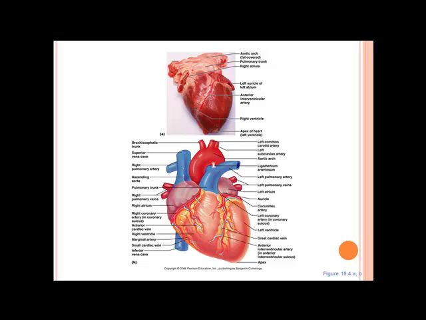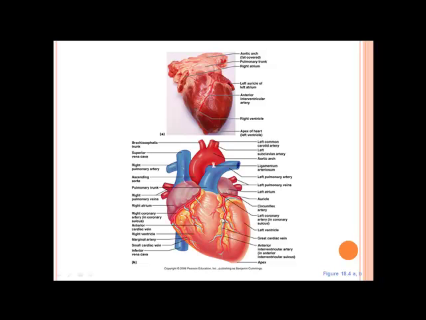We have two circuits: a pulmonary circuit and a systemic circuit. In the pulmonary circuit, the blood traveling away from the heart is going to be deoxygenated, and the blood traveling back to the heart will be oxygenated. Why? The pulmonary circuit carries deoxygenated blood from the heart to the lungs, and oxygenated blood from the lungs back to the heart.